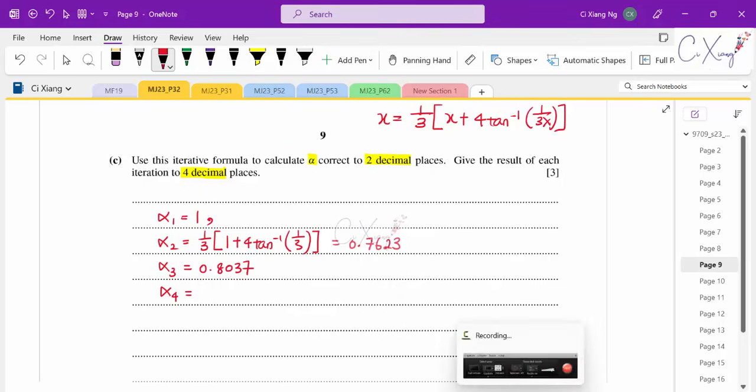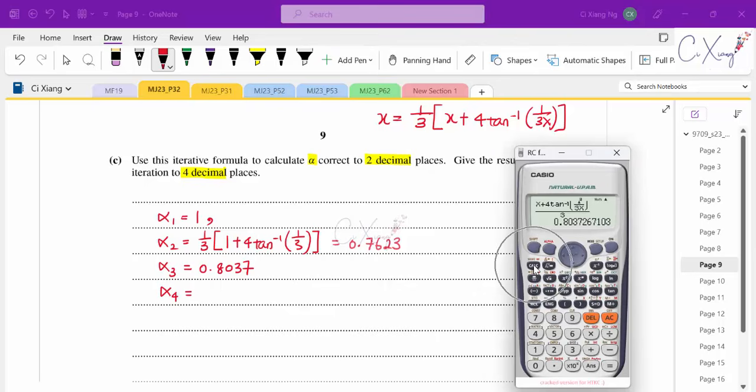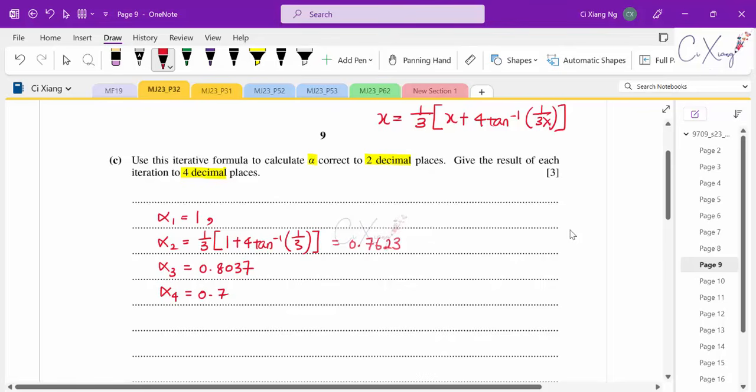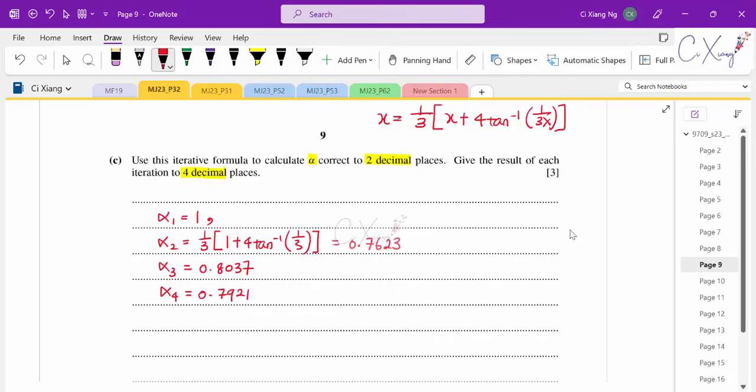Okay, so let's continue from here. Press calculate again, key in the value 0.8037. Press equal sign, I get 0.7921. The 2 decimal places answer is not repeated yet from alpha 4 and alpha 3. Therefore, continue to find the next iteration.